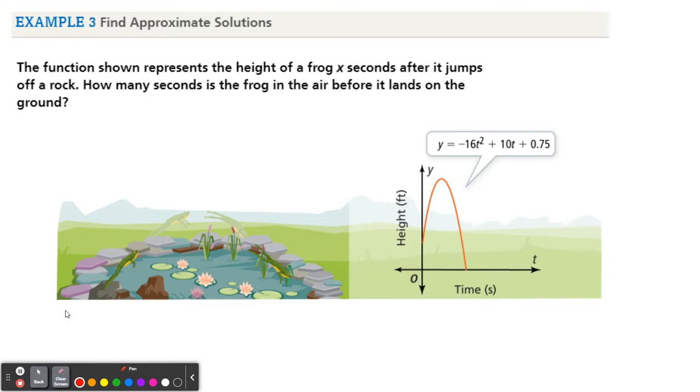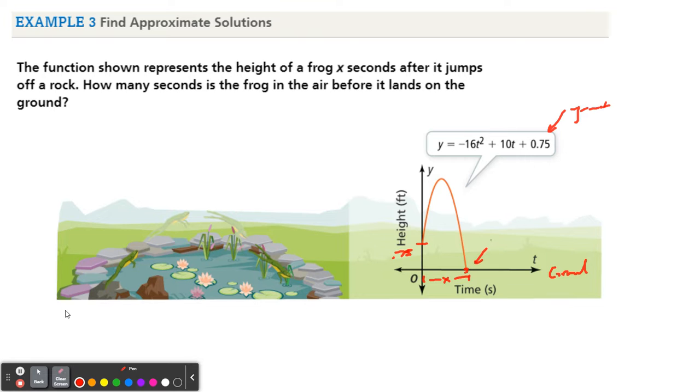So, here's the path. This is where the frog starts. Based off the formula, that is your y-intercept. That means the frog starts on a rock that is 0.75 feet off the ground. Okay? It jumps up and it lands here back on the ground. Remember, the x-axis is considered the ground, right? We want to find this x value when it lands.